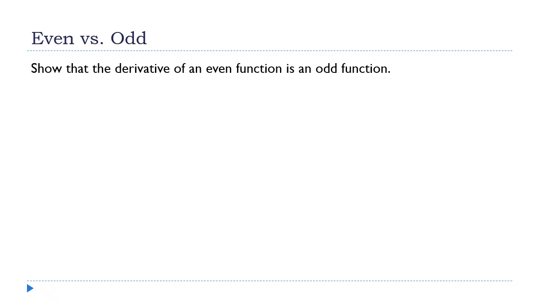So we've got kind of a theoretical question here. Can we show that the derivative of an even function is an odd function? Well, to do that, we need to start with the definition. An even function, f, is one where f of x is equal to f of negative x. And an odd function, called g, is one where g of x is equal to negative g of negative x.